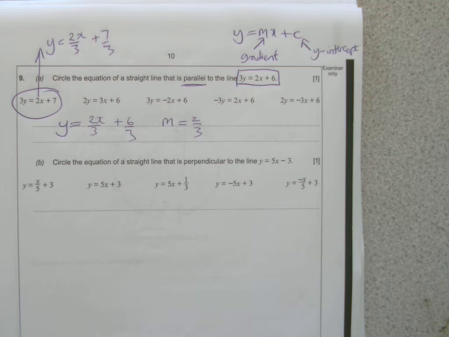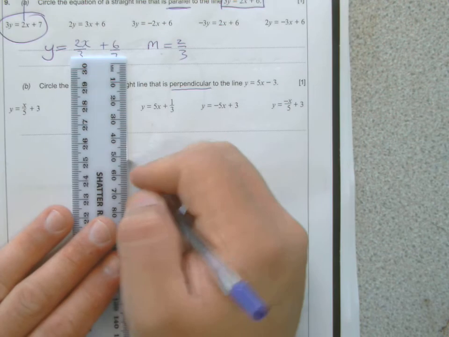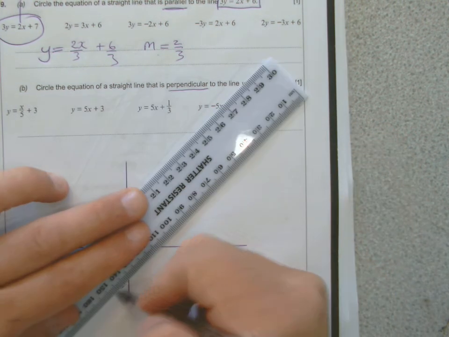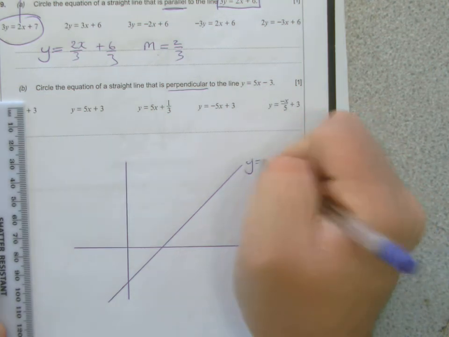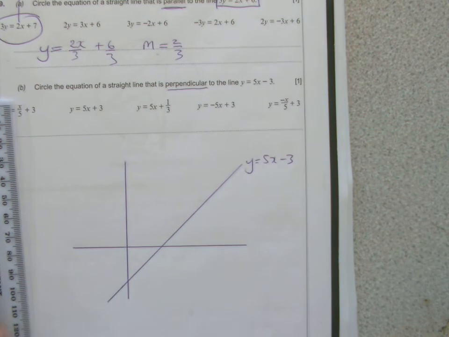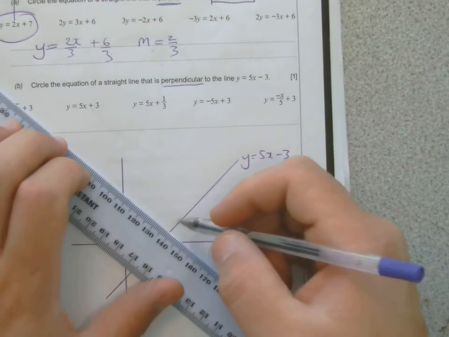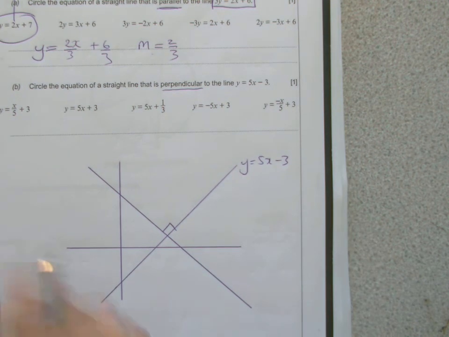B then says circle the equation of a straight line that is perpendicular to this line, right? Now this is lovely. It's in the form that we want, y equals mx plus c. But again, perpendicular is referring to the direction of the lines. If I do a little sketch, what I mean by perpendicular, of course, is at right angles. So one line could be going like this. That could be your line here. This could be y equals 5x minus 3, okay? The other line then would be perpendicular to it, so at right angles, like this. So it crosses at right angles.